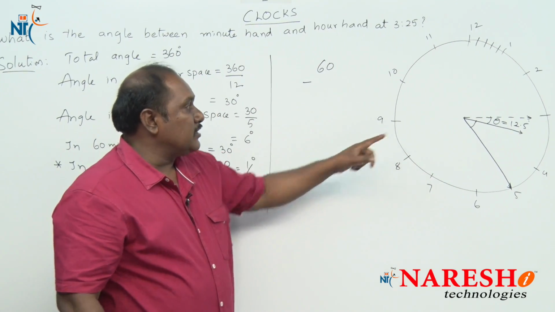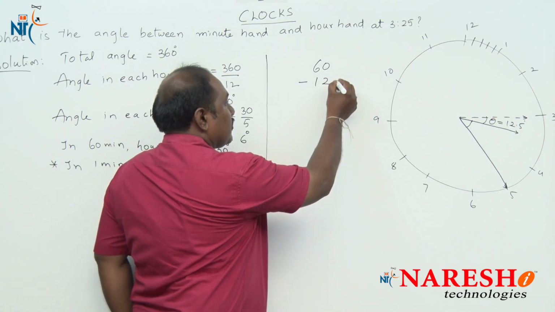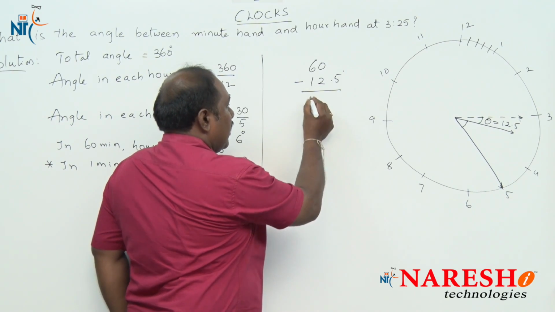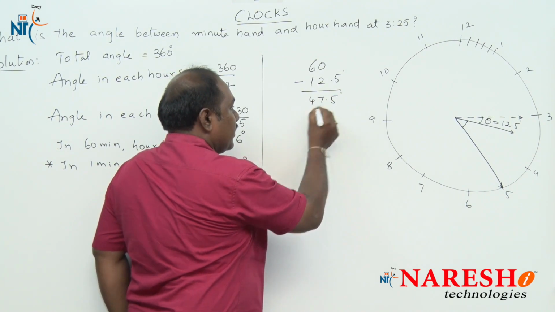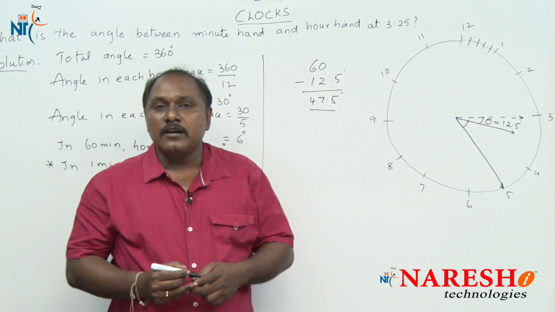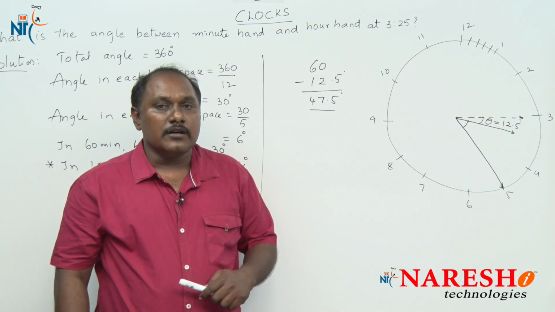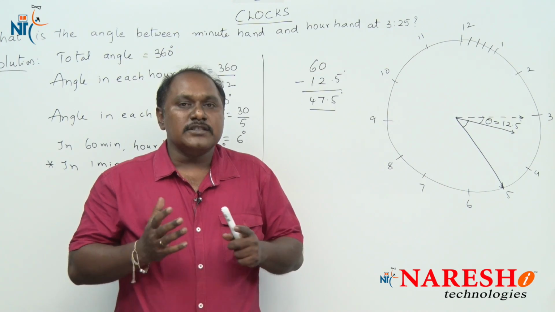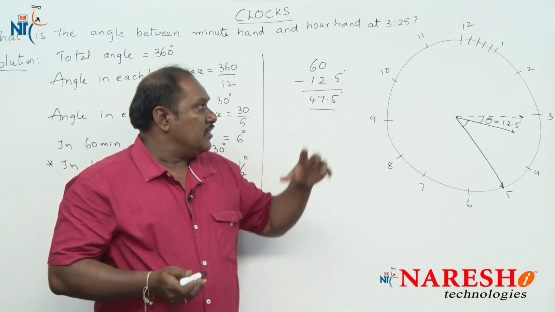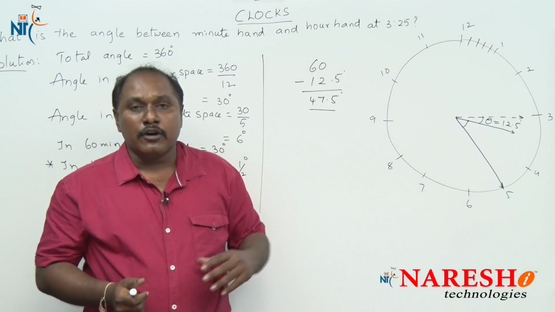So the answer for our question: 60 minus 12.5, answer is 47.5 degrees. Now this is a method which you can use to tell the answer for this question without using a formula. Now you can test yourself whether you can solve the same type of problem without using a formula.